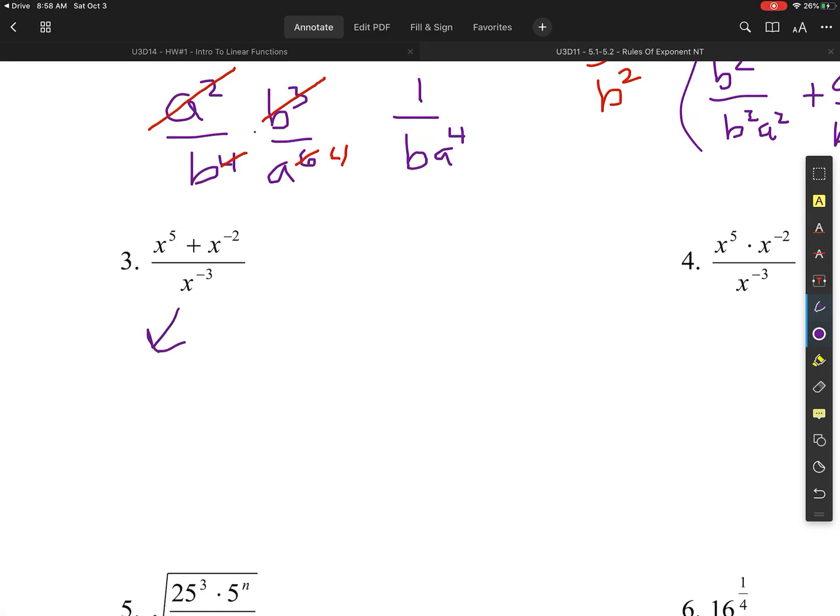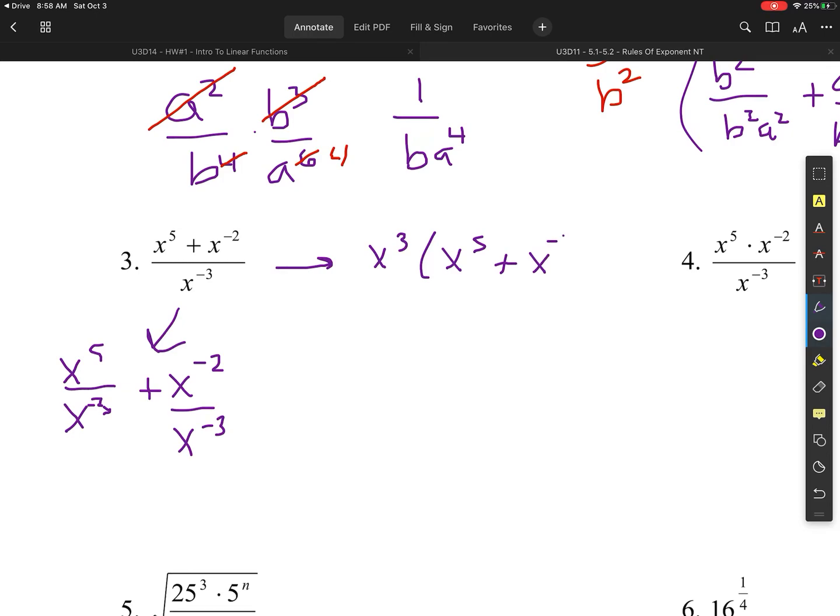You can go with the way of, I'm going to make this x to the 5th over x to the negative 3rd plus x to the negative 2 over x to the negative 3rd. That works. Or you could go with x to the 3rd times x to the 5th plus x to the negative 2. Either way is going to get us the exact same answer.